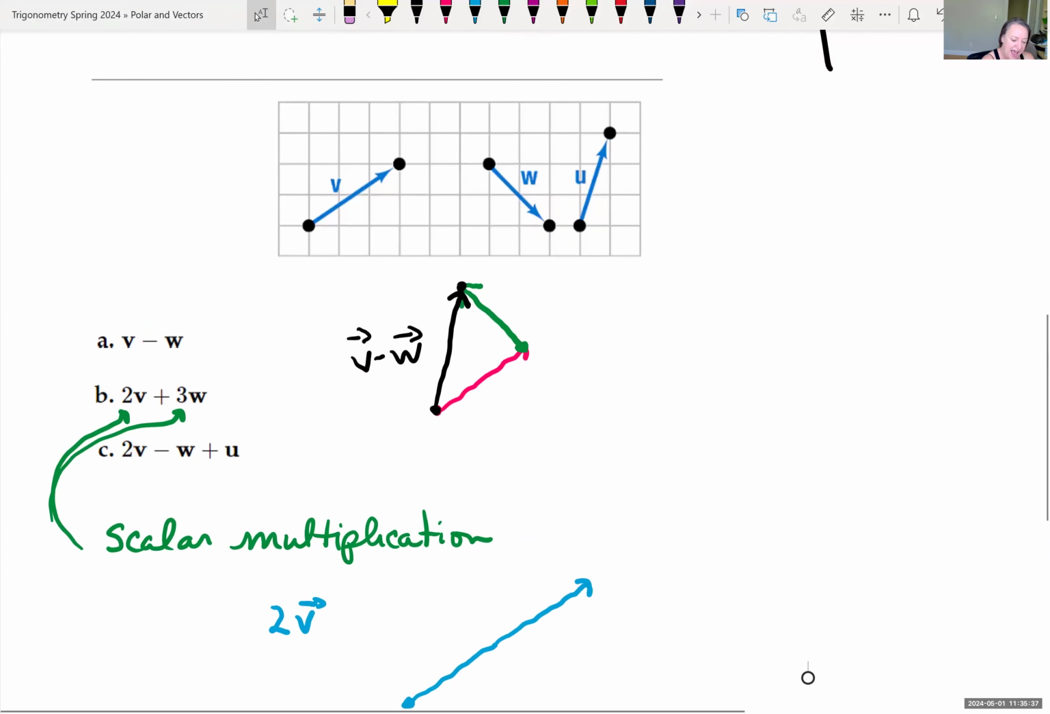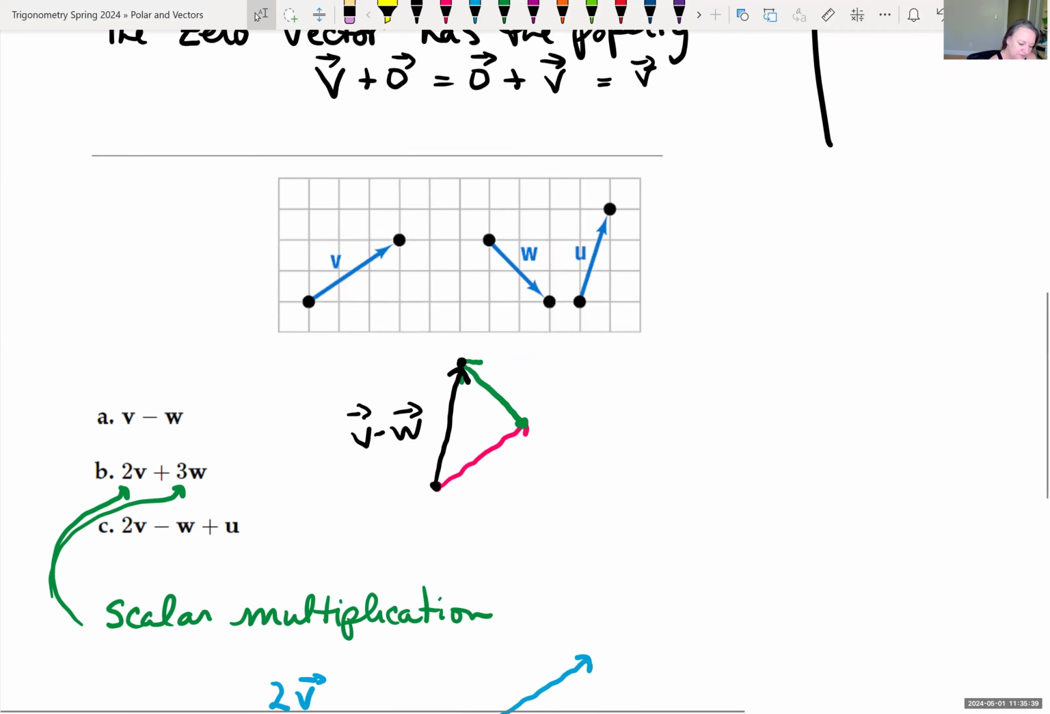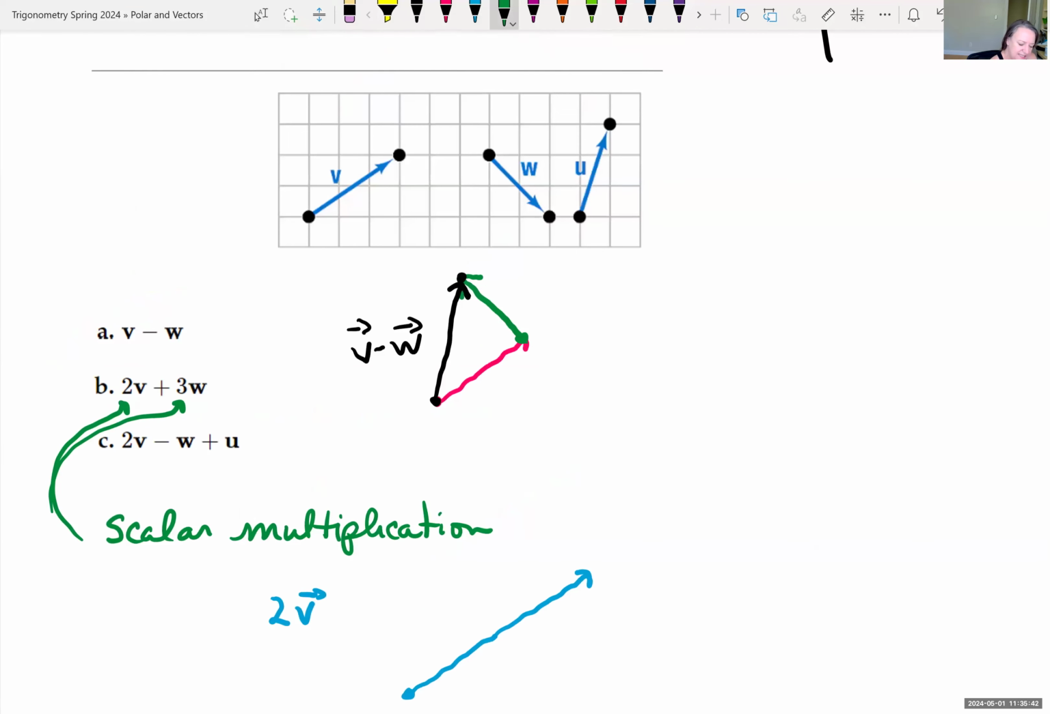And then I wanted to add 3w. So I want to take this length in here and multiply it by 3. So I want to triple that length. So I'm going to estimate. That's right here.